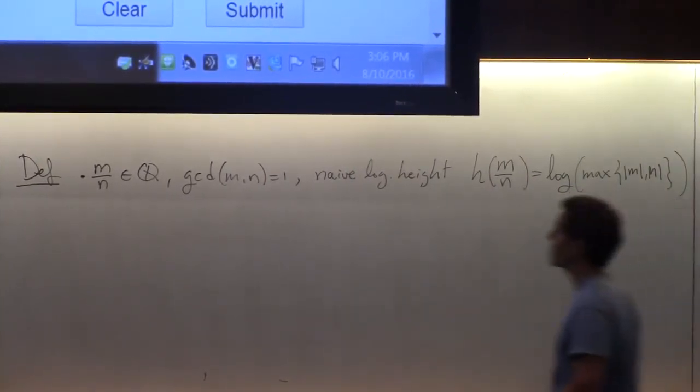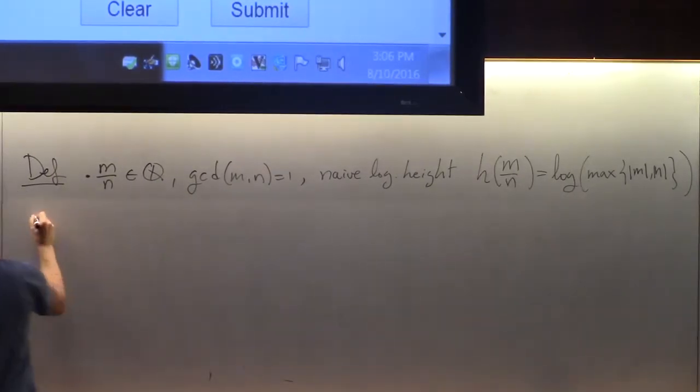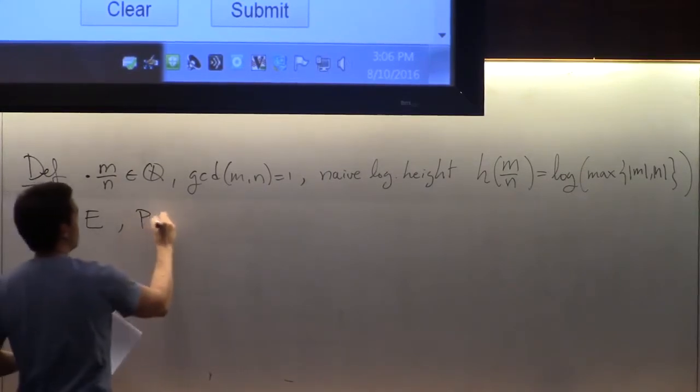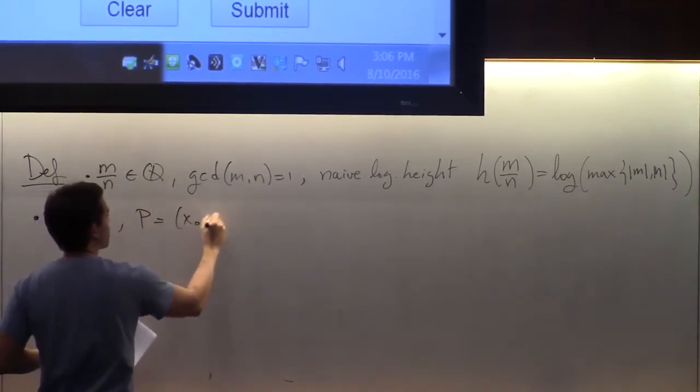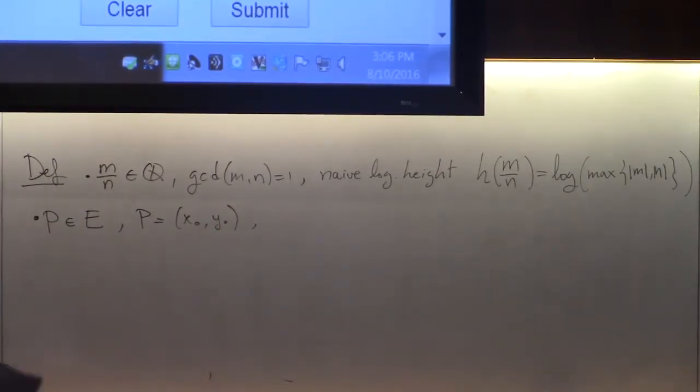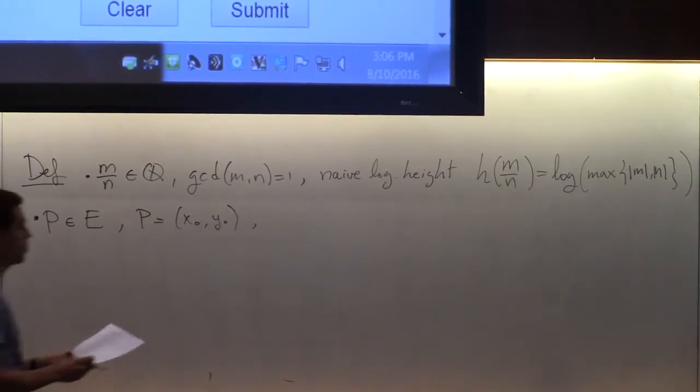And then if I have a point on an elliptic curve, I'm going to define P as having coordinates (x, y), or (x0, y0). Then my naive logarithmic height is going to be that applied to the x coordinate of my point.